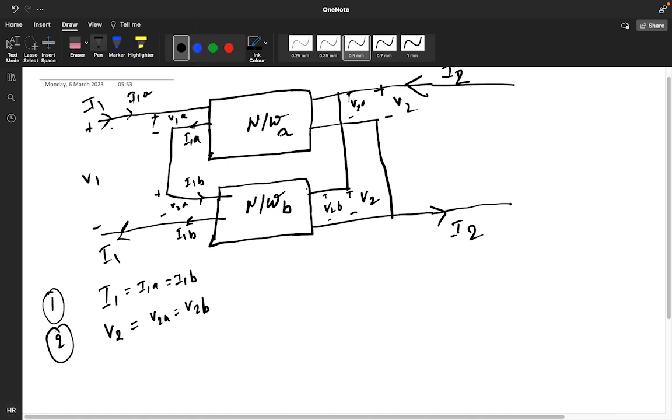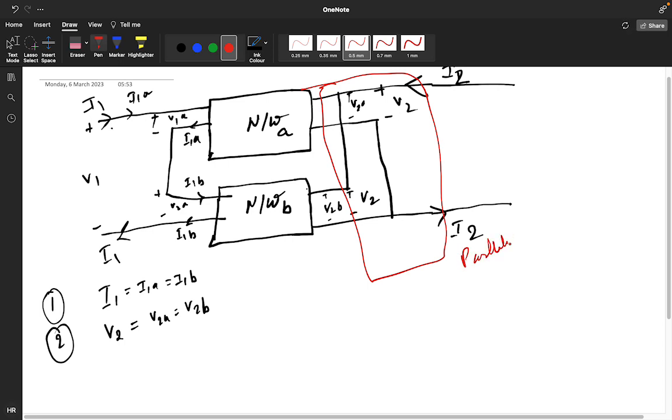We have a network like this, network A, network B, and here I told you that I1 current is coming, that I1A current is coming. This is port 1 current. This is two port network 1, another two port network 2. So what we are getting, I1 is equal to I1A is equal to I1B, and in the second, if you see the left part, you will get to know that V2A is equal to V2B, all are in parallel connection. So this particular part is parallelly connected, and this particular part is serially connected.